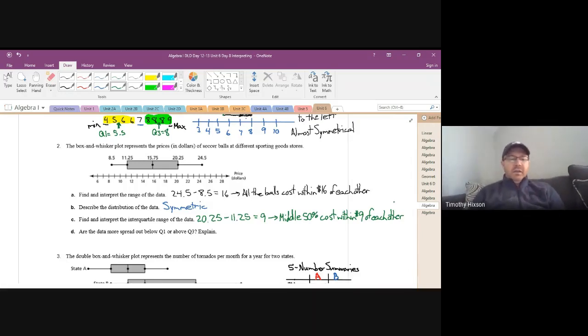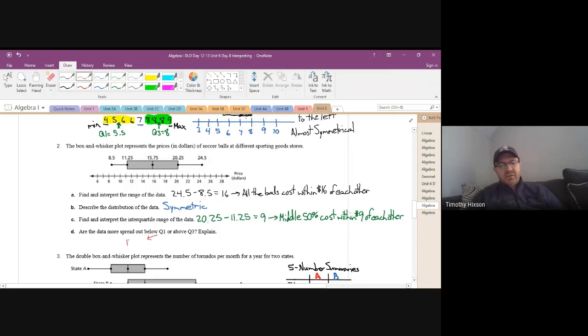All right. And then it says, are the data more spread out below Q1 or above Q3? So it's talking about that lower whisker and the upper whisker. Okay, so which one is more spread out? Well, I already kind of mentioned this, but let's look at it more closely. This bottom whisker below Q1, the data goes from 8.5 to 11.25.